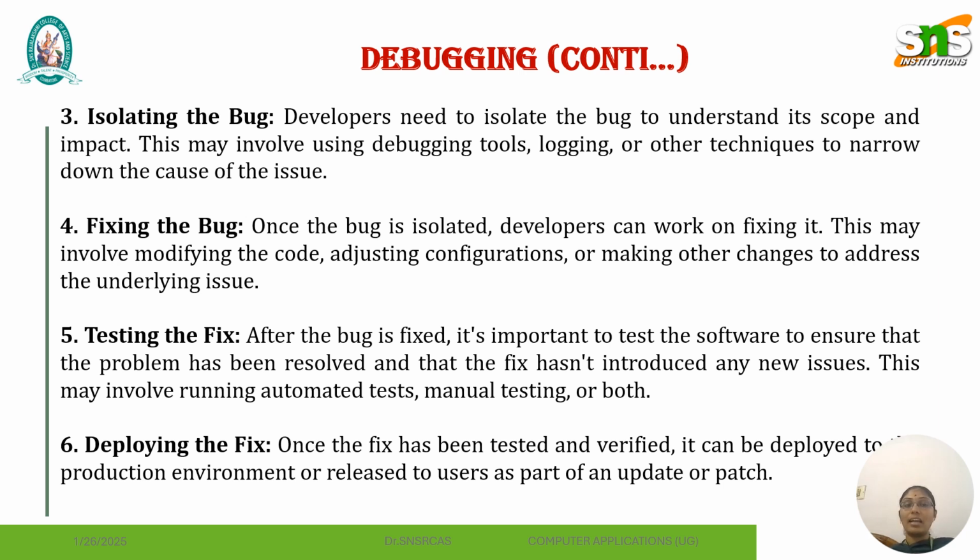The next one is testing the fix. After the bug is fixed, it is important to test the software to ensure that the problem has been resolved and that the fix has not introduced any new issues. This may involve running automated tests, manual testing, or both. The last one is deploying the fix. Once the fix has been tested and verified, it can be deployed to the production environment or released to users as part of an update or patch.